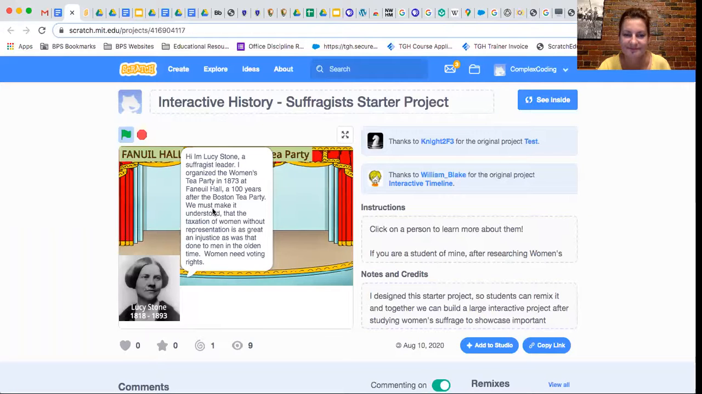Hi, I'm Lucy Stone, an activist and lecturer. I'm a suffragist. We must make it keenly felt and clearly understood that the taxation of women without representation is as great an injustice as was that done to men in the olden time. This day will be worthy to be held in grateful remembrance by our children's children forever.